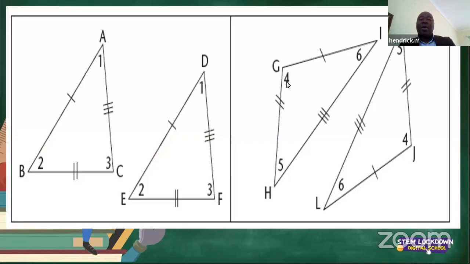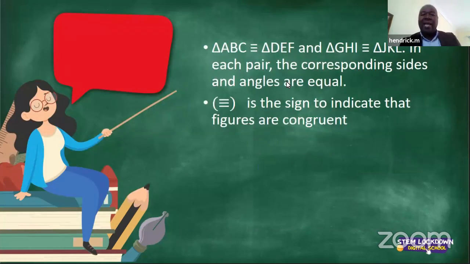We say that triangle ABC, as we have already indicated, is congruent to DEF, and triangle GHI is congruent to triangle JKL. In each pair, the corresponding sides and corresponding angles have to be equal. You can see the congruency symbol, the three lines. It's more like an equal sign, but then you add the third line. So this sign indicates that the figures are congruent.